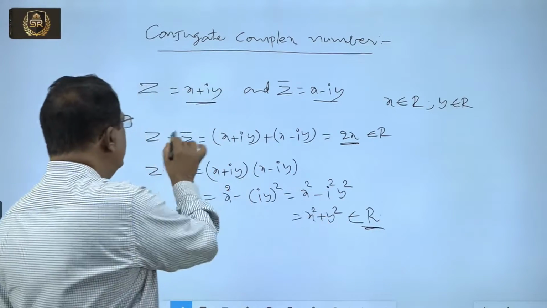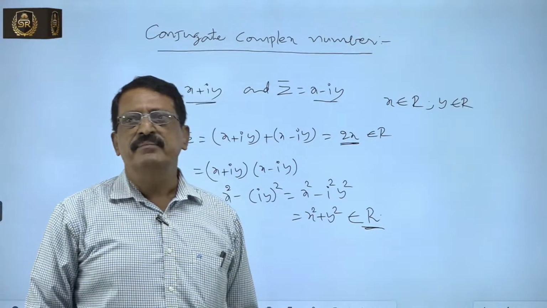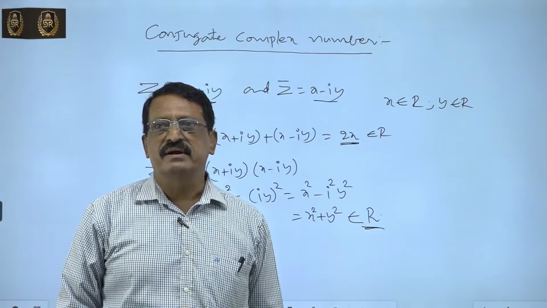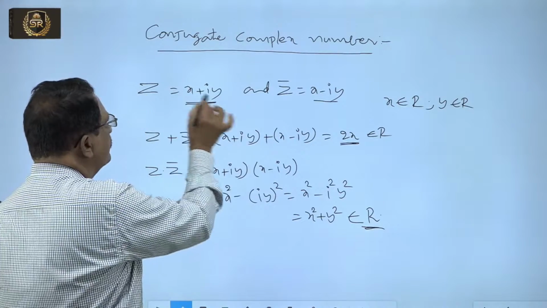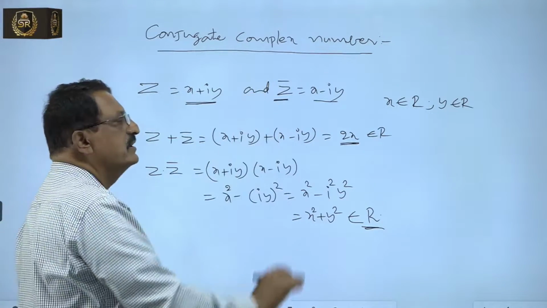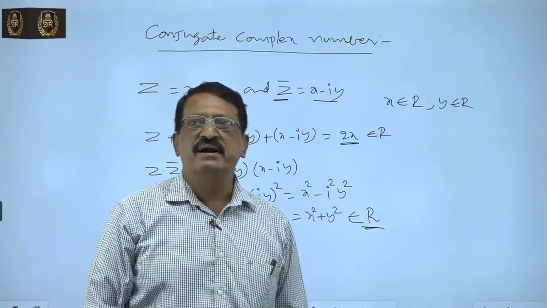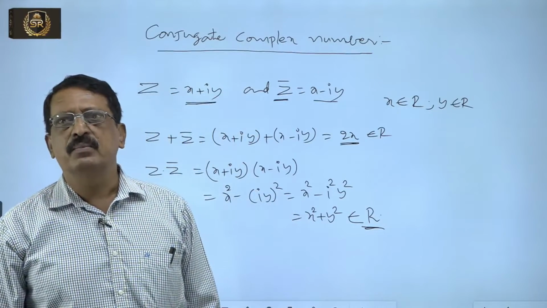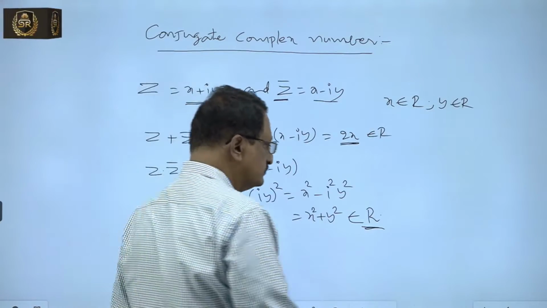Now if the sum and product of two complex numbers are real, then the two complex numbers are said to be conjugate to each other. If one complex number is x plus iy and its conjugate complex number is denoted by z bar and equals x minus iy, then x plus iy and x minus iy are conjugate to each other, or conjugate complex numbers.